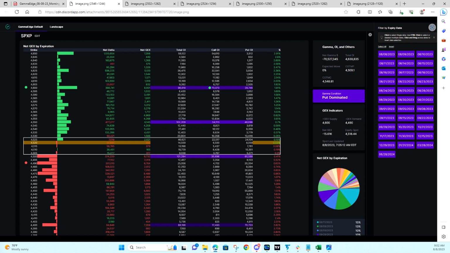But 4,500 will be extremely important. We oscillated around that yesterday, and then the end of day just kind of drifted up towards that 45.20, which is where we closed. So we'll see how we open today and see how price action reacts.